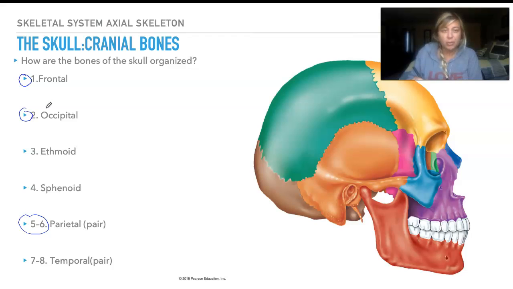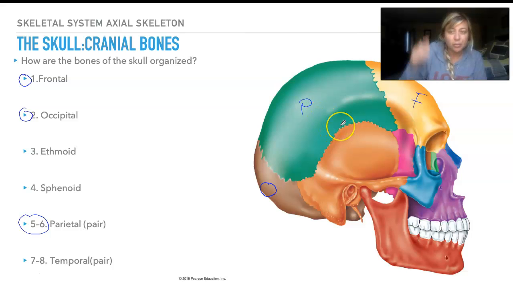So we have the frontal bone, which is located up front here in yellow. The occipital bone, which is at the back of the head in brown here. The parietals, we can see one of them. So there's a pair, one on the right side and one on the left side.